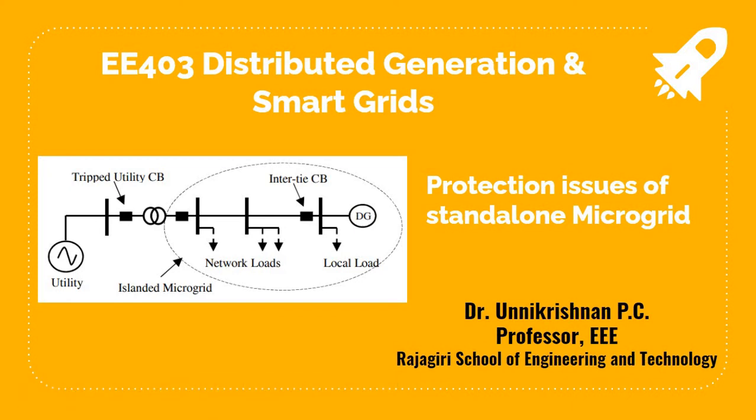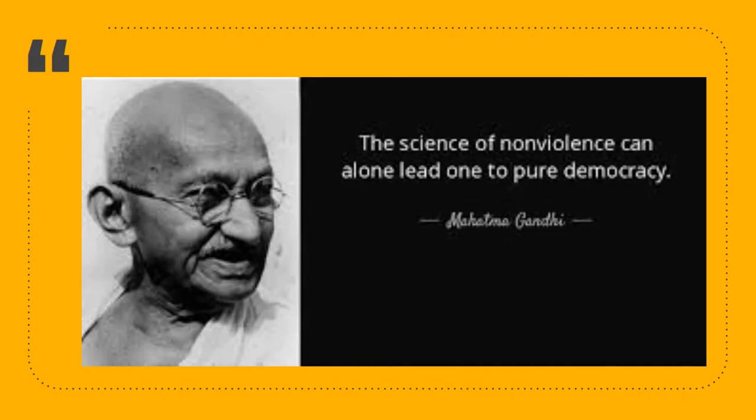So in the last class we were discussing various islanding scenarios and protection schemes. Today we will deal with protection issues of standalone microgrids, that is microgrids which are disconnected from the utility grid.